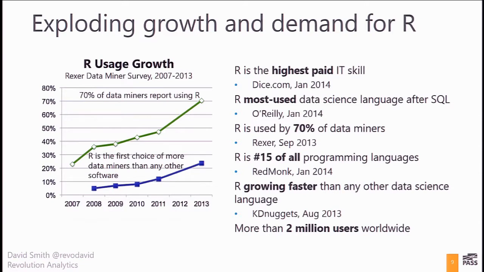RedMonk ranks it as number 15 of all programming languages. This is based on an analysis of usage, based on GitHub commits to projects using these languages, and Stack Overflow questions about these languages. And that's of all languages, Java, PHP, C++, R ranks number 15. And it's growing faster than any other data science language out there. So R is definitely something to get into.